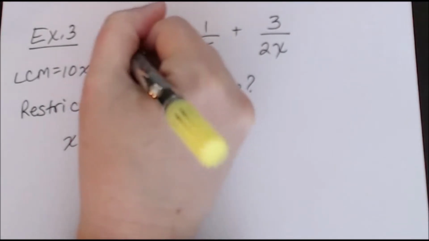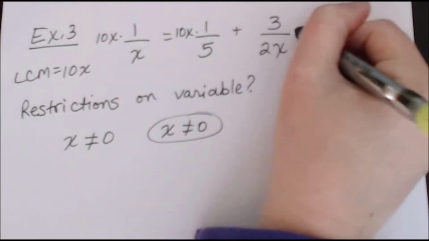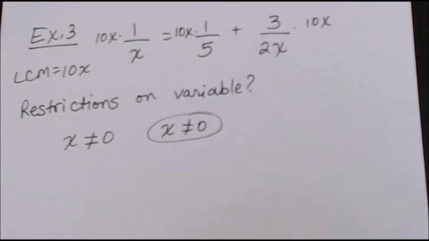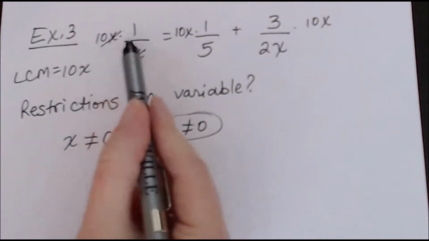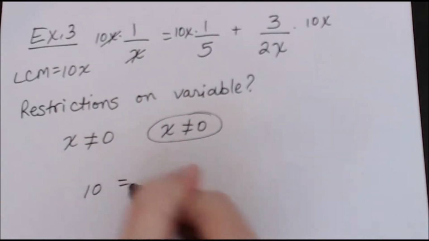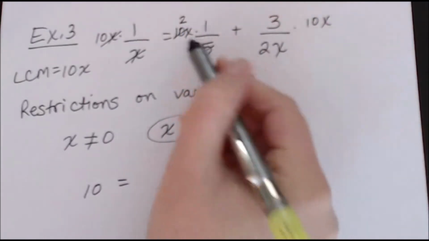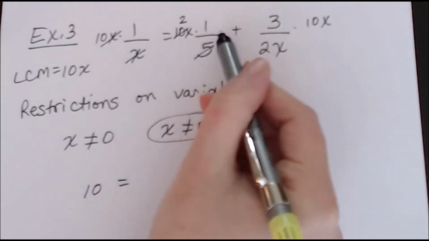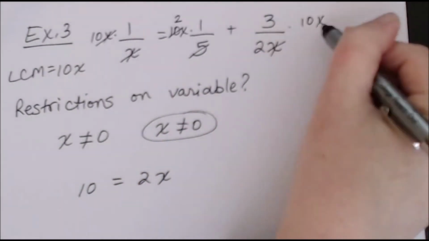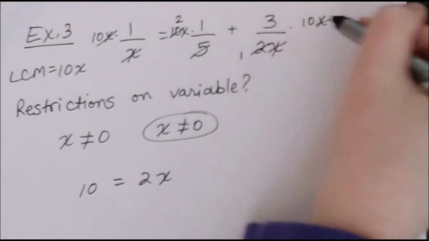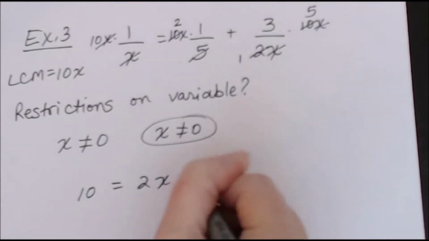So I'm going to multiply 10x times that first expression, 10x times that second expression, and then 10x times that third expression. So in the first expression, the x's will divide out. So I'm left with 10 times 1, which gives me 10. In the second expression, the 5 divides out and leaves me with a 2 and the x that's there in the numerator. So 2x times 1 gives me 2x. In the last expression, the x's, of course, will cancel out. 2 will divide out into 10 and leave me with a 5. So that means I'm left with 5 times 3, which gives me 15.